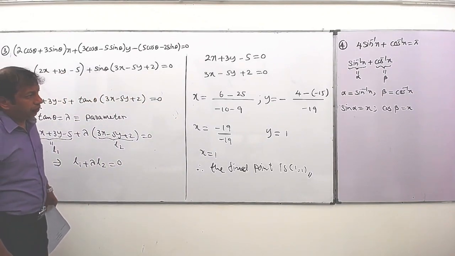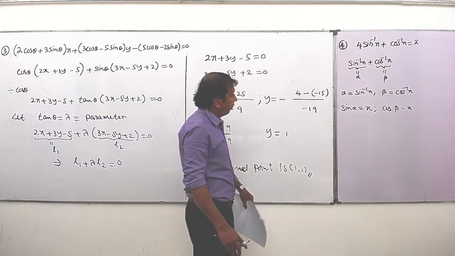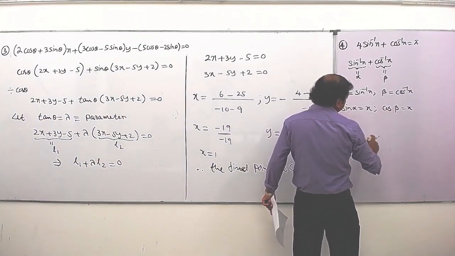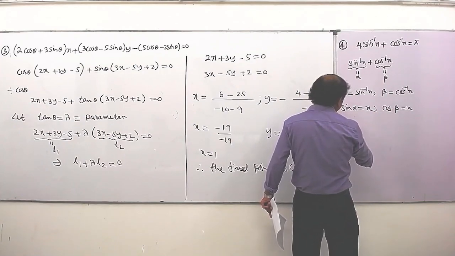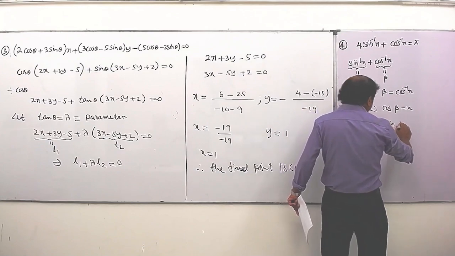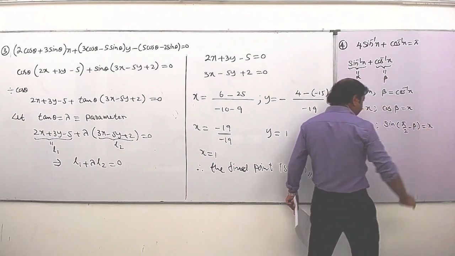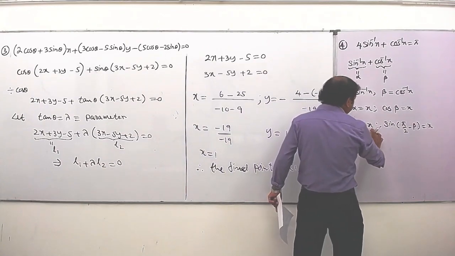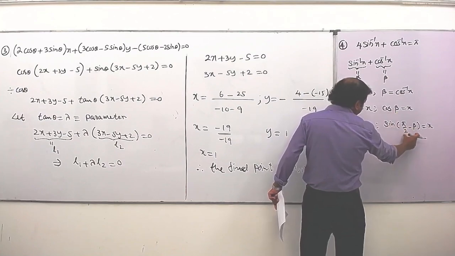Sine alpha equals x, cos beta equals x. You can know, people, here we can write this cos beta, I can write sine of 90 minus beta. Then this is x, this is also x. Sine 90 minus beta is cos beta coming, equal to x.